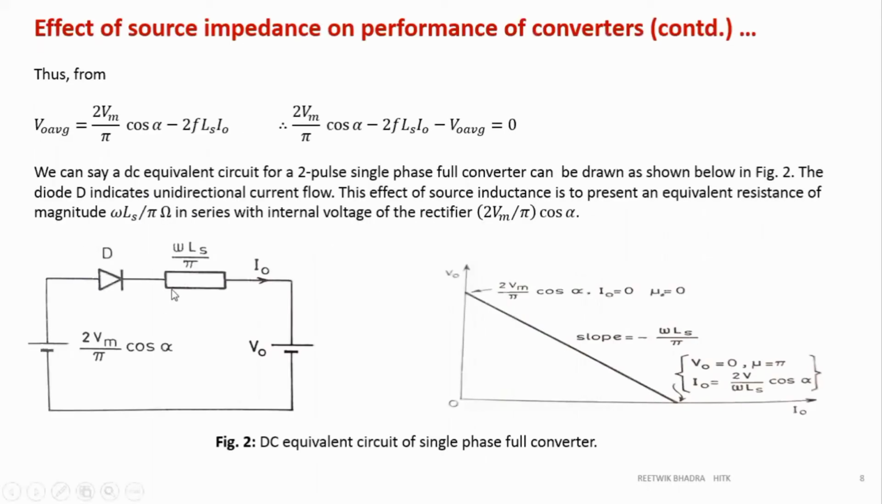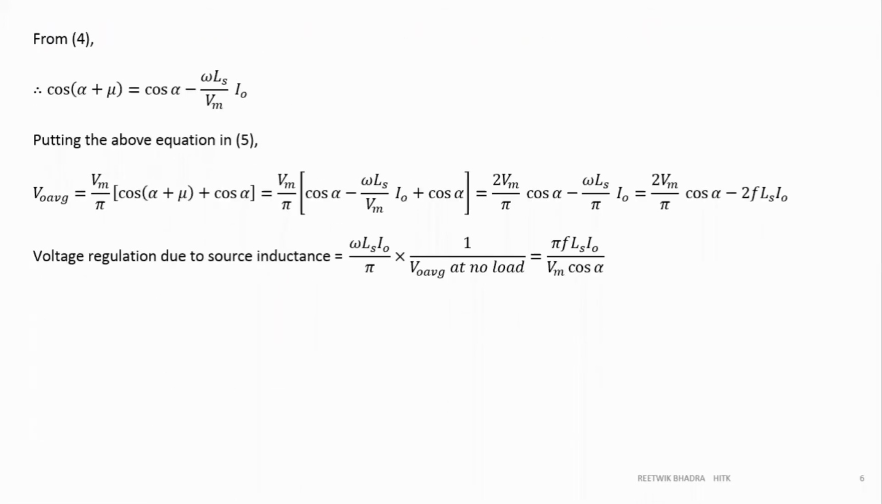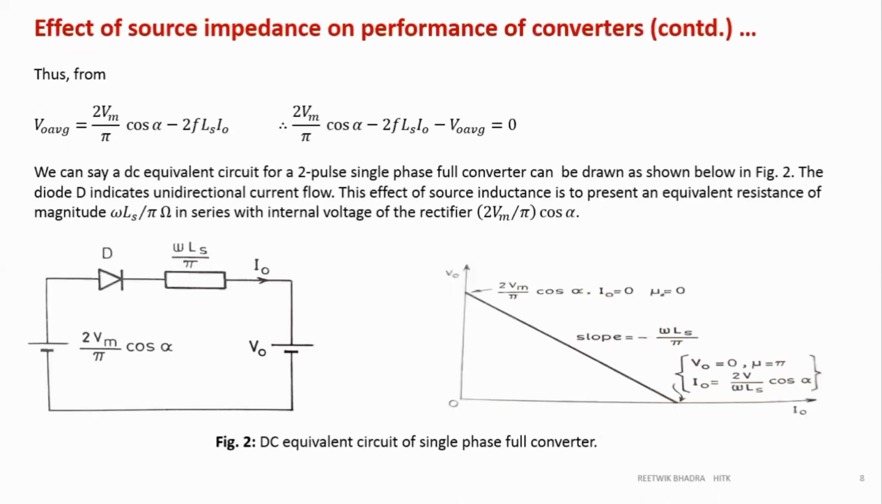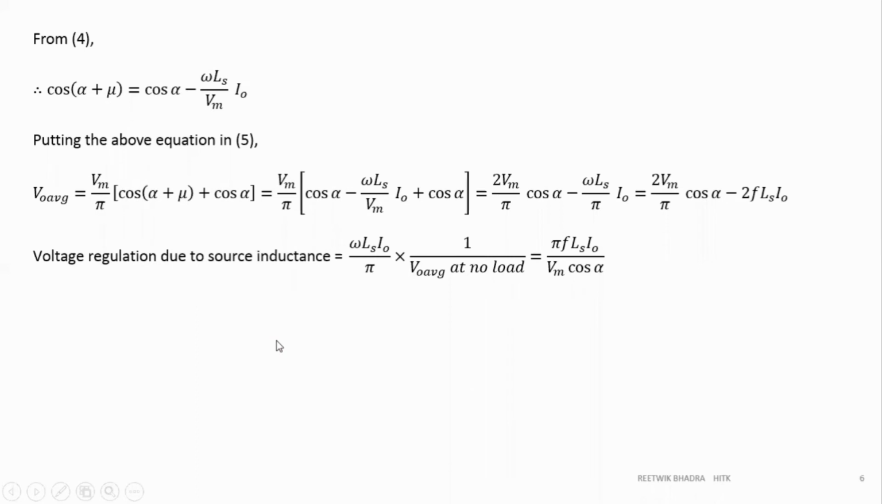Now something I have shown over here is that the total circuit, this equation for V naught average which we have derived, can be represented as a circuit itself. What is that circuit? Actually, the circuit is looking like this. We have an average voltage 2 Vm by pi cos alpha minus the drop, that is omega Ls by pi into I naught, is equal to your V naught. Right? So that was your equation which you have got over here. So 2 Vm by pi cos alpha minus omega Ls by pi I naught minus V naught average is equal to 0.